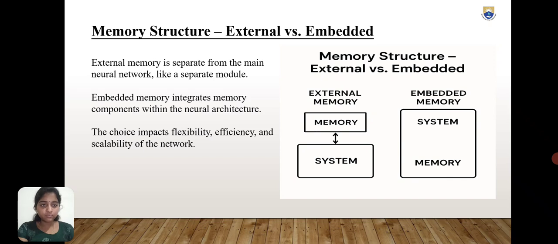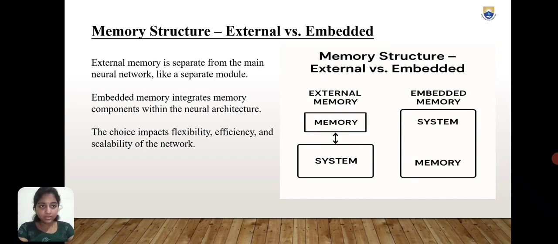Memory structure will be of two types: first external and second embedded. So let us know about the difference between the external and embedded. External memory is separate from the main neural network, like a separable module, whereas the embedded memory integrates memory components within the neural architecture. The choice impacts flexibility, efficiency, and scalability of the network.